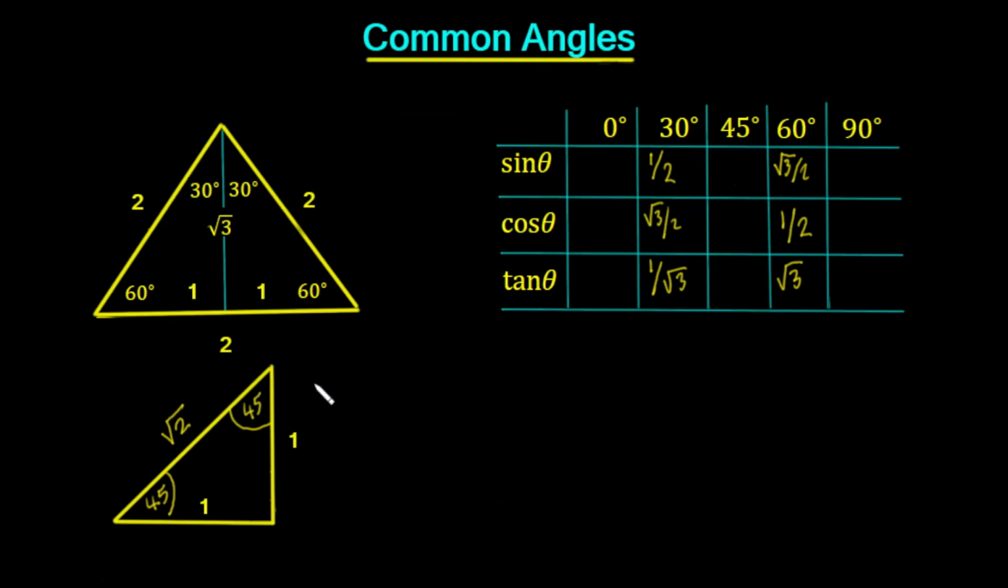So now we're looking for the value of the sine of 45 degrees. So let's say we pick this angle here. Then the sine is going to be the opposite divided by the hypotenuse. So the length opposite this angle is 1, and the hypotenuse is root 2. So the sine of 45 degrees must be 1 divided by root 2.